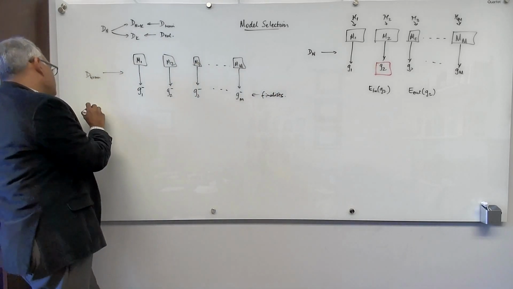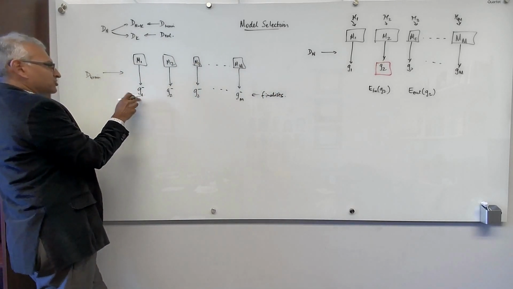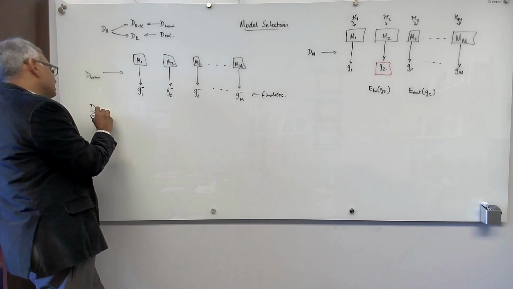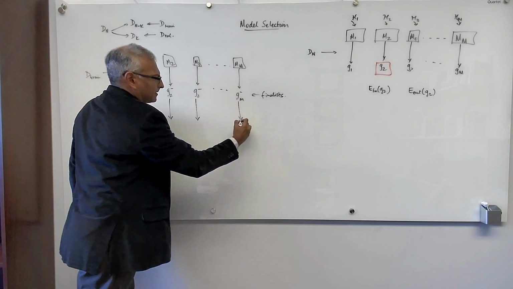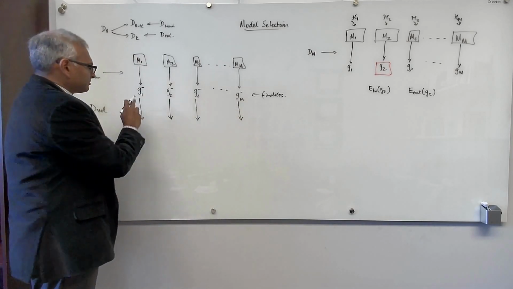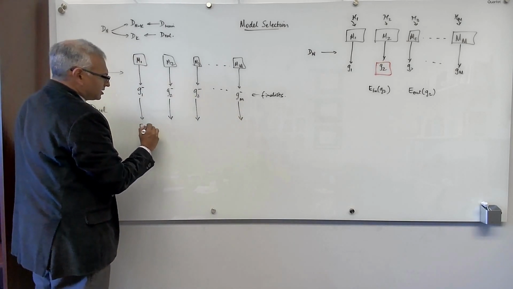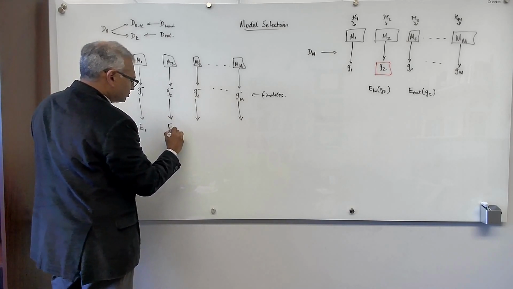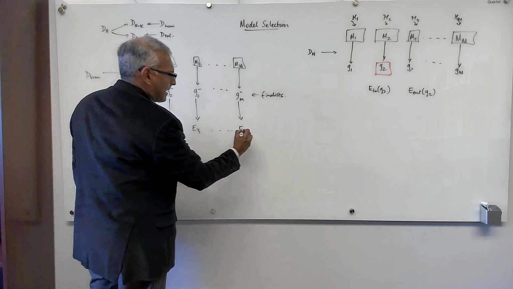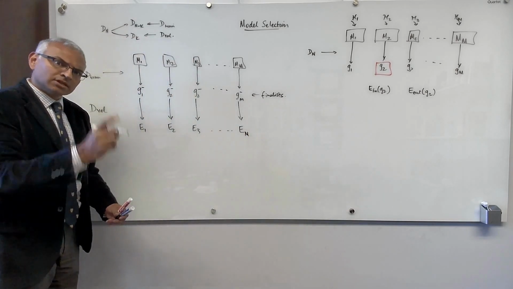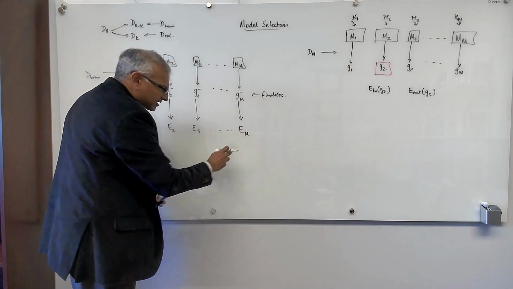Okay, and now we have a training data set that produced these finalists, and now we have this validation data set which we can run these finalists through. Okay? And they will each produce a validation error. Let me call this guy's validation error E1, let me call this guy's validation error E2, and E3, and so on, EM. Okay. Now let me remind you, what are these validation errors estimating?